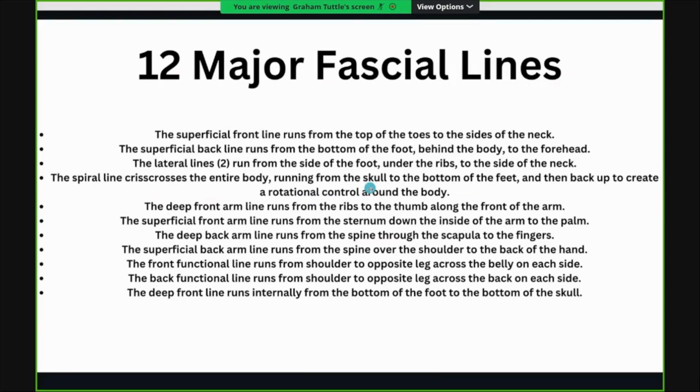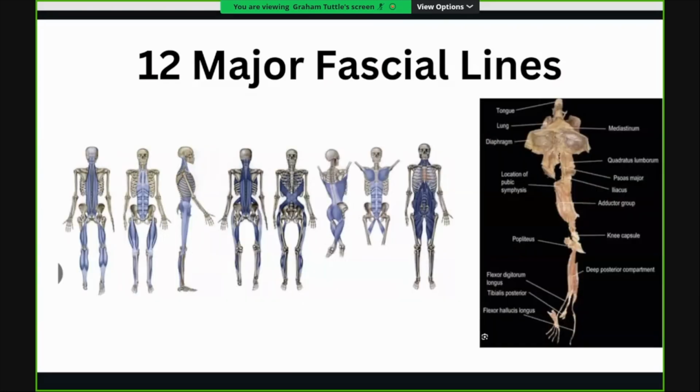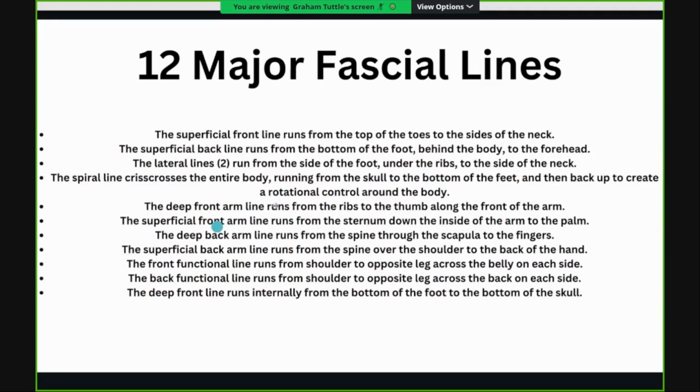The deep front arm line runs from the ribs to the thumb along the front of the arm. This does not show the arm lines, but basically it runs from the ribs to the thumb, so basically inside. If you put your arm outside from the sternum and go down, the superficial front arm line runs along the sternum, along the inside of the arm to the palm. They kind of overlap: the front arm line goes along the top portion, and the medial portion is the deep one. That's where you get a real deep stretch. That's where people get a lot of bicep tendonitis and stuff, because they don't get enough extension in there.